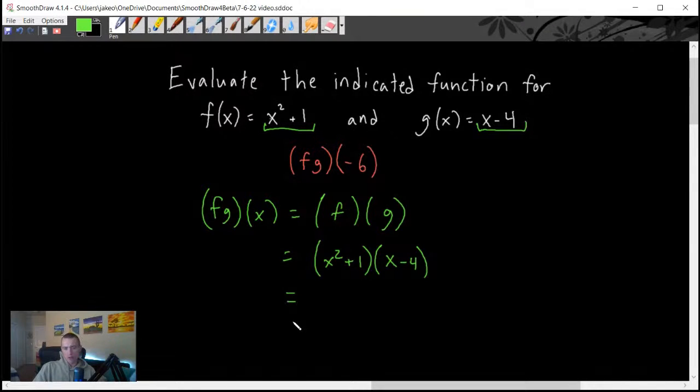And now we want to simplify. So from here, what we can do is FOIL this out. We're going to get x squared times x is x cubed. Then x squared times negative 4 is going to be negative 4x squared. And then plus 1 times x is plus x. And then plus 1 times negative 4 is minus 4.